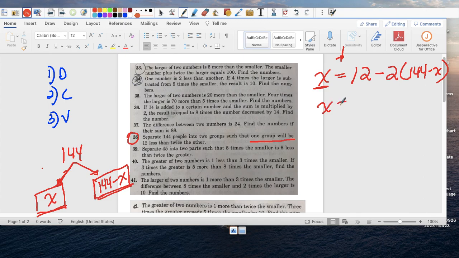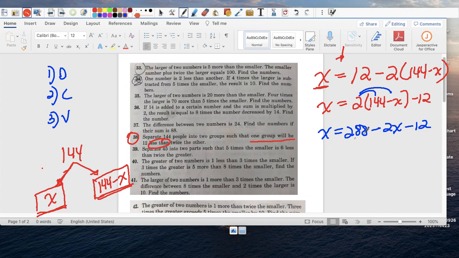Well, the word is less than, so we have to make a little switch. So X equals 2, parentheses, 144 minus X, minus 12. And that's the equation. Distributive property, yep. So X equals 288, right? Times minus 2X, and then minus 12. Combine like terms, yeah, let me combine 288 and 12. So X equals 288 minus 12 is 276. So I'm going to get 276 minus 2X. Okay, so I did distributive property, I combined like terms.